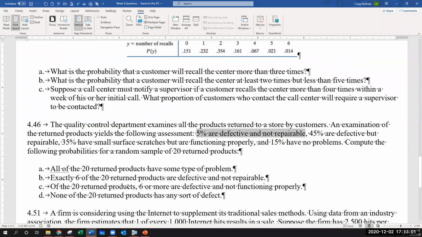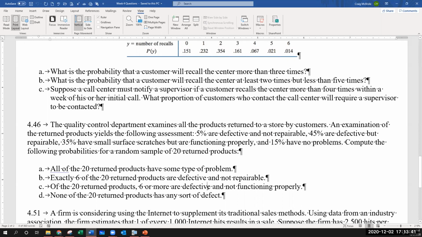Now to do the next one, part C, of the 20 returned products, 6 or more are defective and not functioning properly. Well, here 5% are defective and not repairable. All right, so that sounds like defective and not functioning properly. 45% are defective but repairable. That also sounds like defective and not functioning properly. And then 35% have scratches but are functioning properly. So that obviously doesn't fit. And then 15% have no problems at all. So that obviously also doesn't fit.